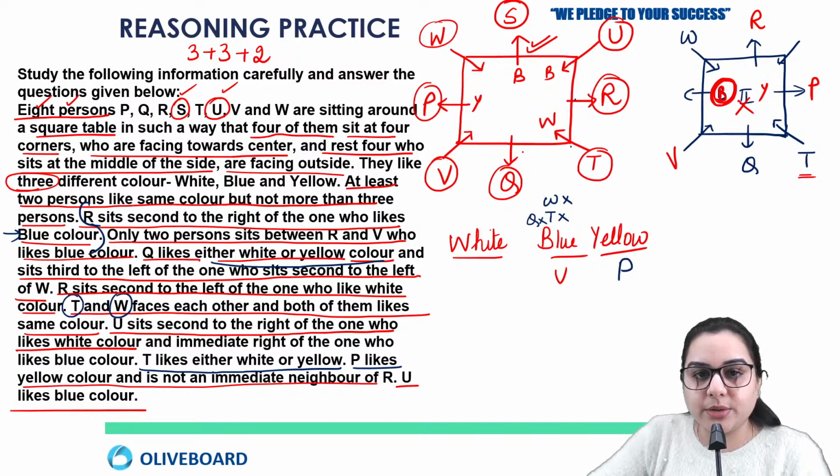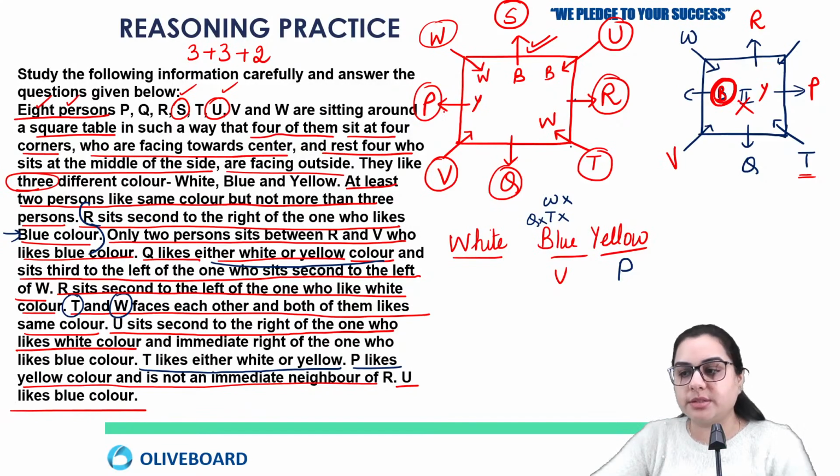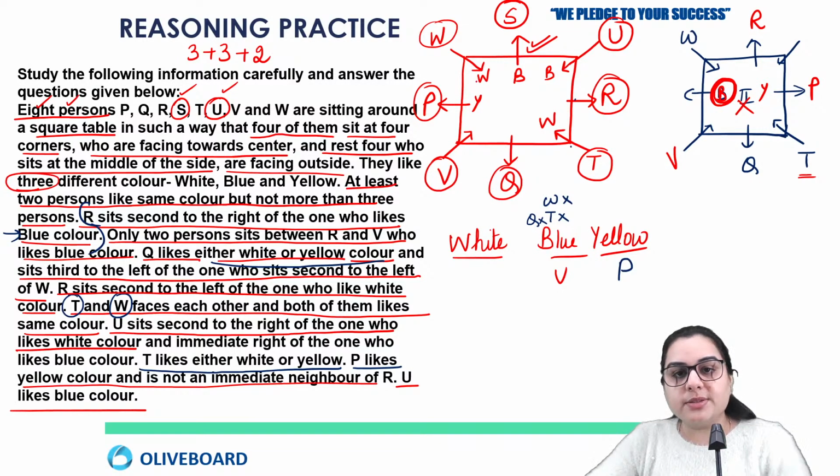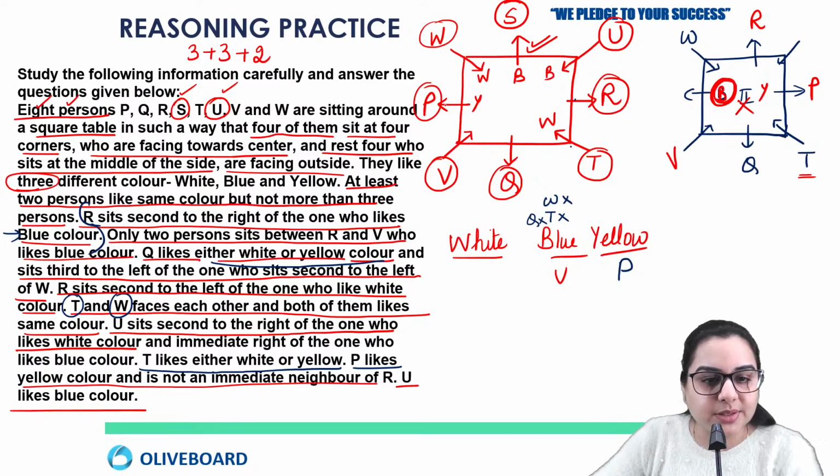About yellow, P we are done with. If T likes white color, if you remember in the starting we had discussed that both T and W like the same color. So the color liked by W will be white. So white color is liked by both W and T, blue color by S and U, and yellow color by P. So this is your information.